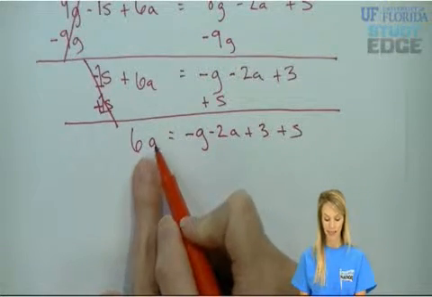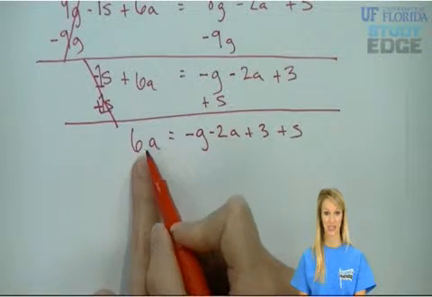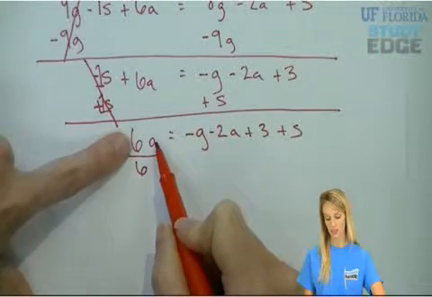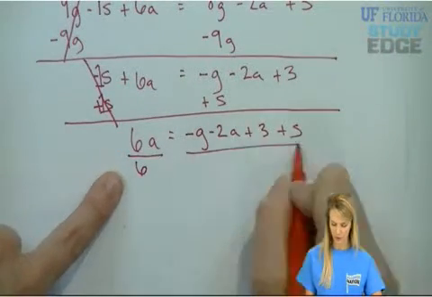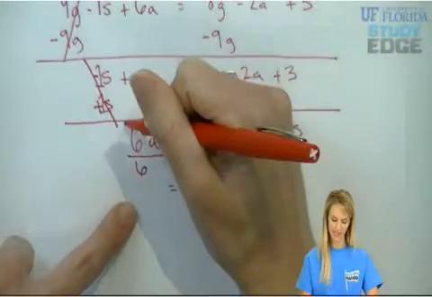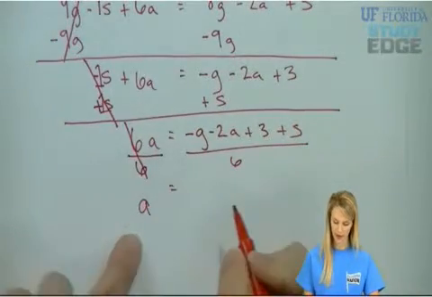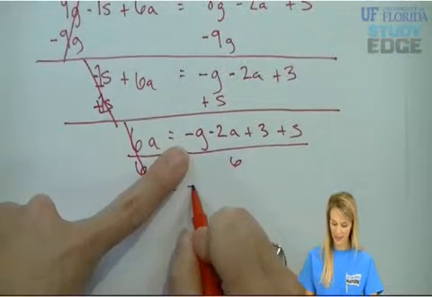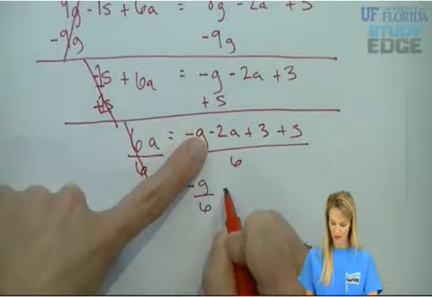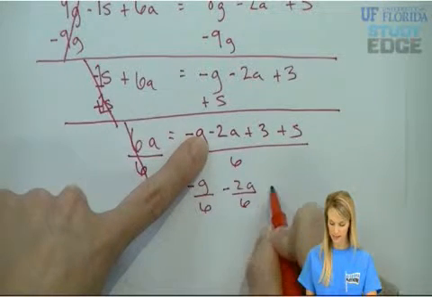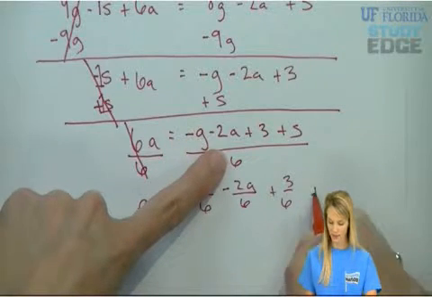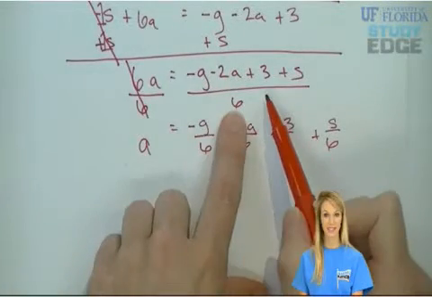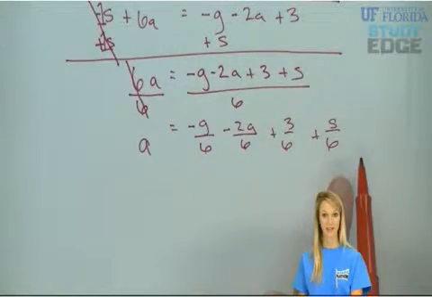So 6A means that we have 6 times A. We have 6 of something. Well, to get rid of that 6, we need to divide. So we divide by 6, and whatever I do to one side, I've got to do to the other. Well, that 6 divided by 6 is 1, so I'm left with A on the left. Now, each term needs to be divided by 6. So I'm going to have a negative G over 6 minus 2A over 6 plus 3 over 6 plus S over 6. The same way of writing, dividing everything by 6, saying each term is being divided by 6.